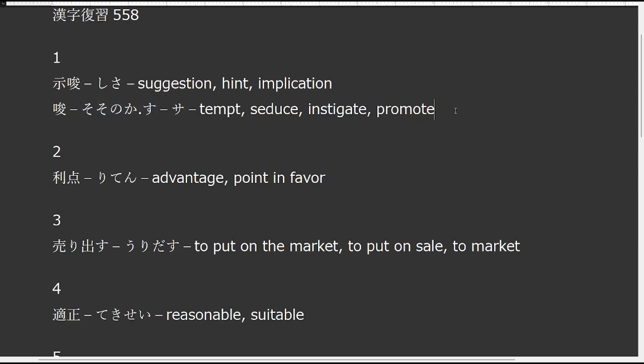Sosonokasu, sa, is to tempt, seduce, instigate, or promote. In this case, we are instigating or promoting something to show with a hint or a suggestion. The suggestion is a seducer of something that we want to show or point out. Sosonokasu. Shisa no sa. That's to seduce, tempt, instigate, promote.